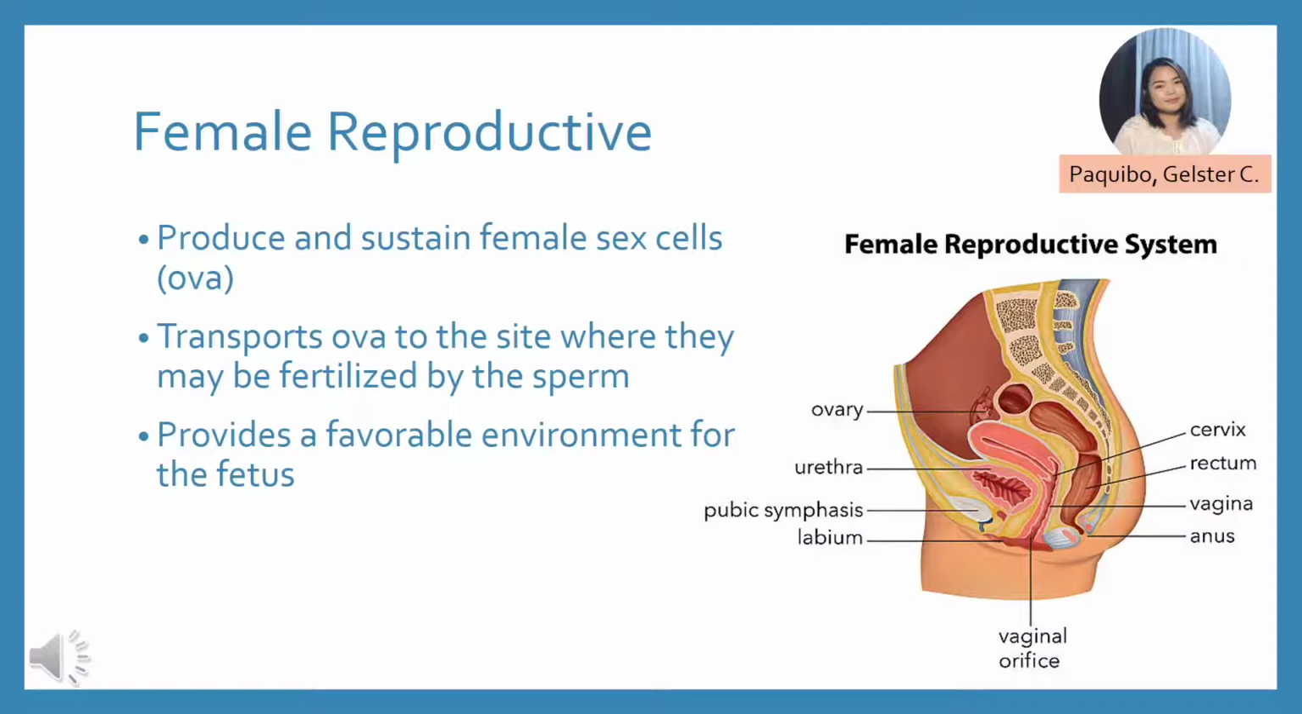development period. The female reproductive system includes the ovaries, fallopian tubes, uterus, vagina, accessory glands, and external genital organs.